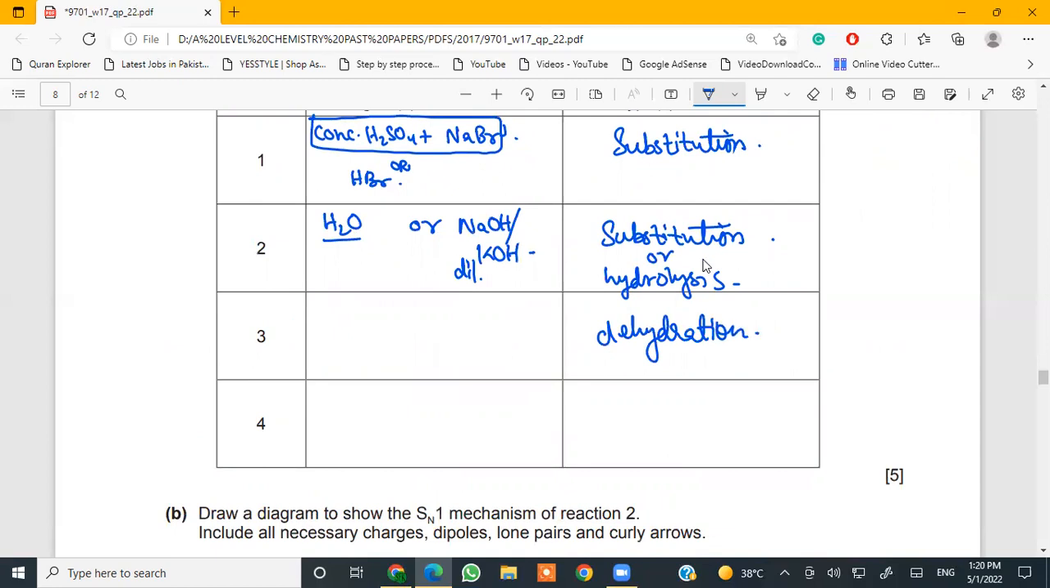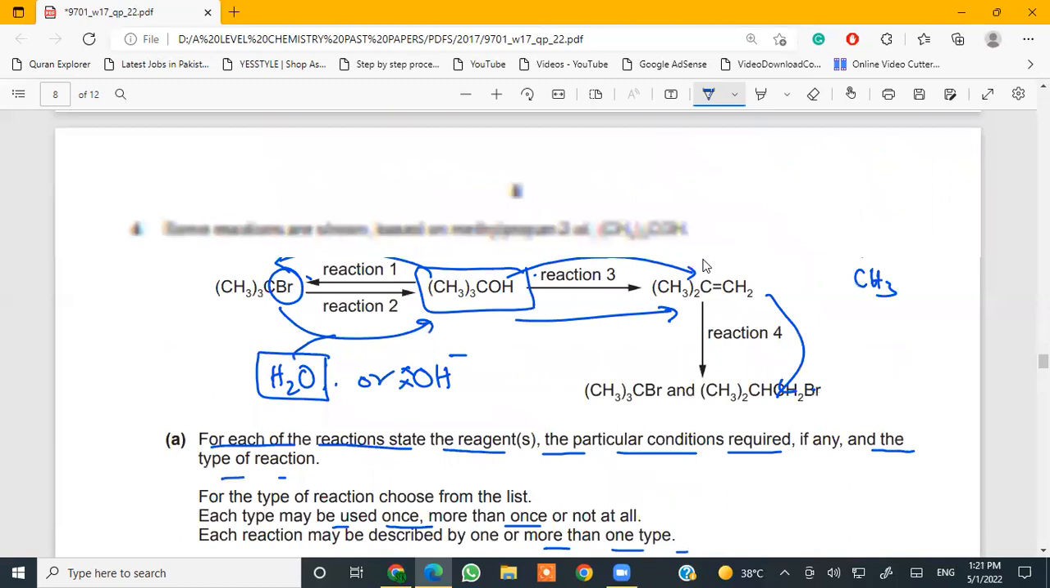And dehydrating agents, we've done two types: either concentrated sulfuric acid plus heat, or you can use the catalyst aluminum oxide and silicon dioxide. Okay, let's move ahead.